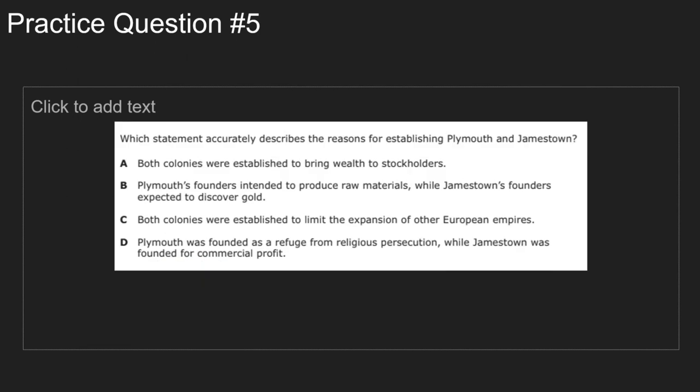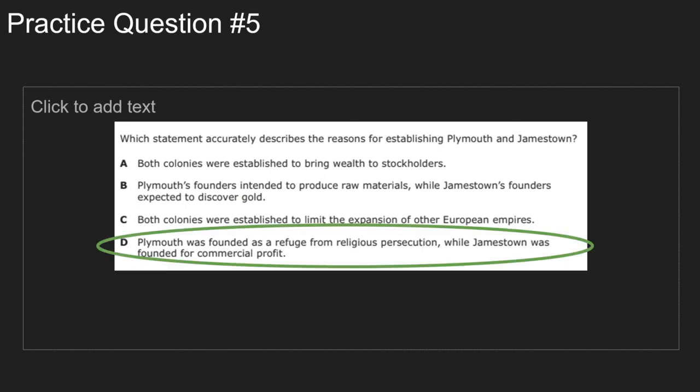All right, here we go. Which statement accurately describes the reasons for establishing Plymouth and Jamestown? You press pause. Here's your answer. Plymouth was founded as a refuge from religious persecution, while Jamestown was founded for commercial profit.